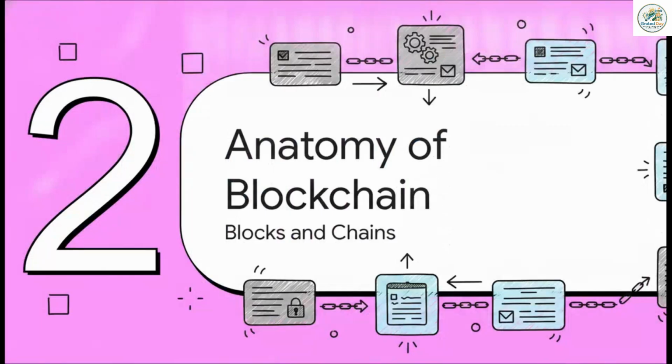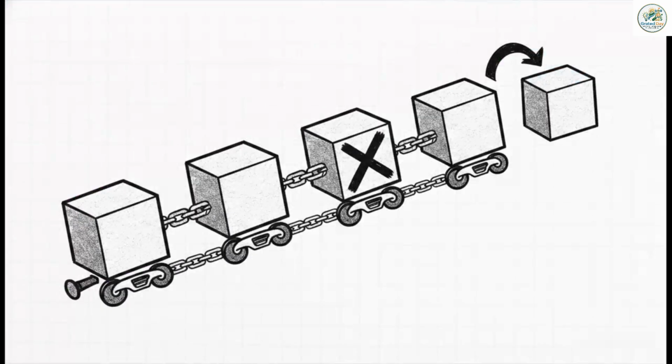Okay, moving right along to part 2, anatomy of a blockchain: blocks, chains, and trains. To really visualize this, think of it exactly like a massive freight train moving down the tracks. A blockchain consists of a sequence of blocks connected together. Each car on this train is a block of information, and they are linked one after the other in a very strict chronological chain. You absolutely cannot just shove a new train car into the middle of a moving train, right? It always has to attach securely to the very end.